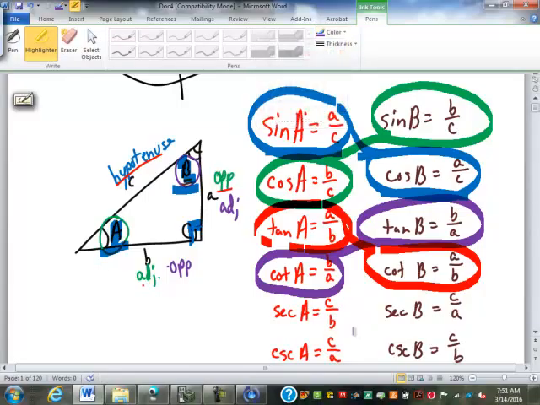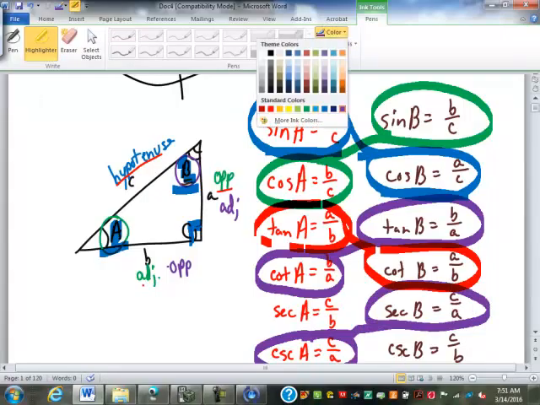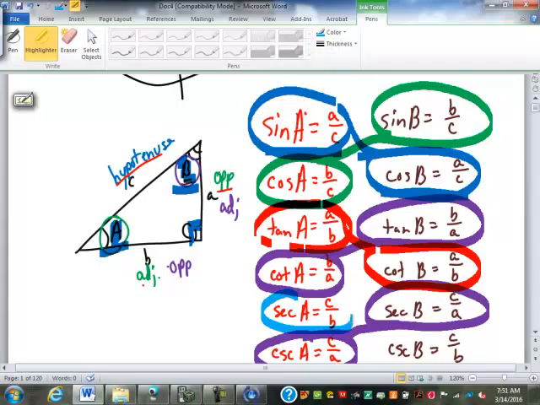Cosecant means the secant of the complement. So cosecant of A is asking what's the secant of its complement. Well, the complement is B, so it's equal to the secant of B. Same here: cosecant of B is asking what is the secant of its complement. Well, its complement's A, so it's equal to the secant of A.